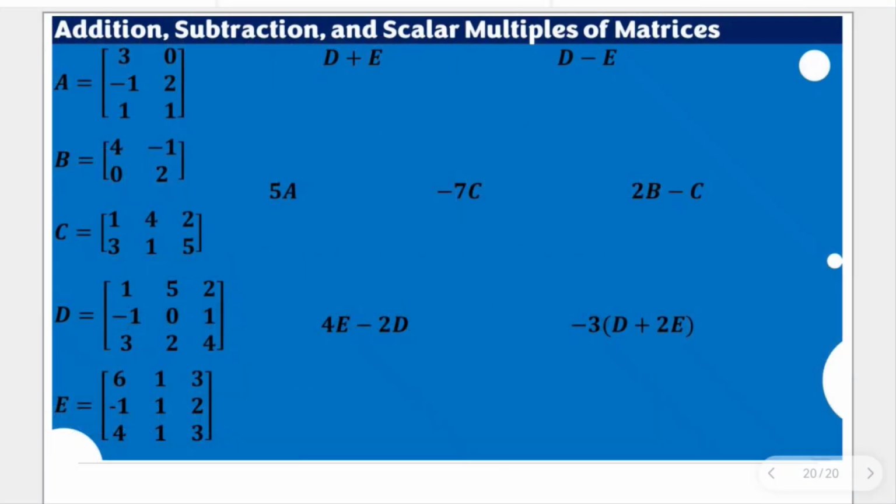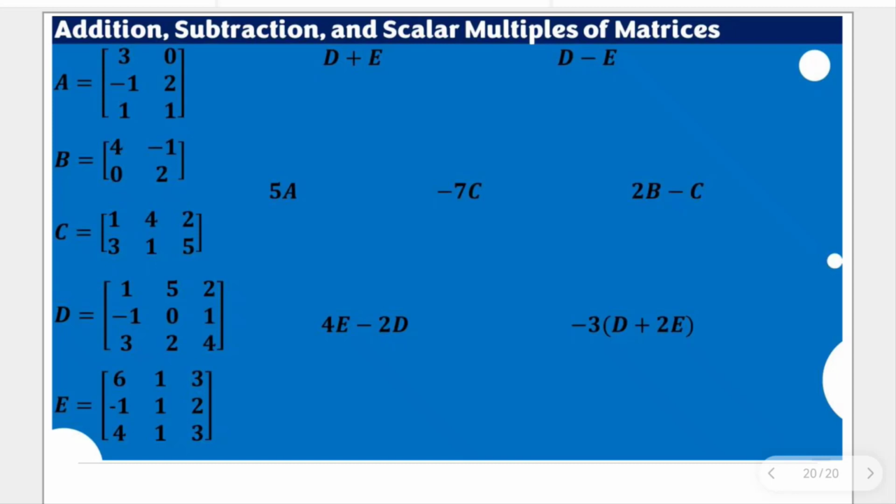So using these given 5 matrices here, let us try to come up with the result of the first 3 operations on matrices: addition, subtraction, and scalar multiples. Let's also be guided by the possibility of undefined results so that we would not waste much time. So let's start with D plus E.